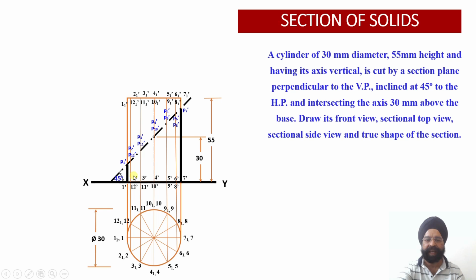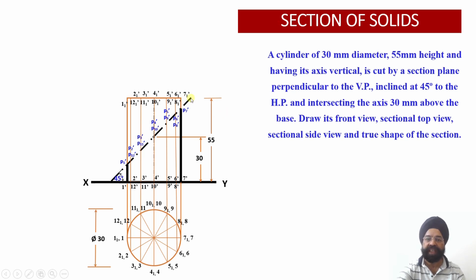And P12 dash is the point of intersection of the cutting plane with the generator 12 1 dash and 12 dash. Similarly all these P points, we have followed this chronology: depending upon the number of the point, we have added P in front of it. On whichever vertical generator any particular point of intersection is lying, its numbering is P and then the same number of the point followed by the dash. So all these 12 points have been located.